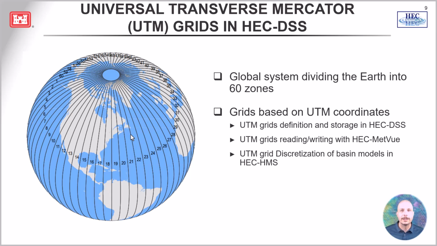The third supported coordinate system in HEC-DSS for gridded data is UTM. That's the Universal Transverse Mercator Coordinate System. UTM provides the most flexibility to represent data outside the contiguous United States, like Hawaii, Alaska, and Puerto Rico, or anywhere really in the world. UTM HEC-DSS grids are also supported by HEC-MetVue and HEC-HMS.